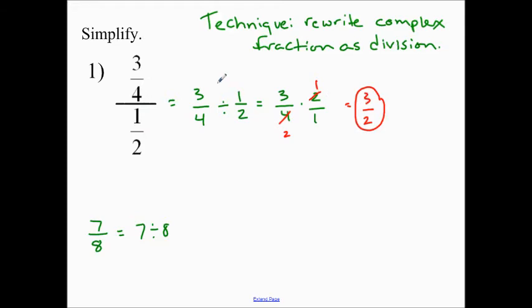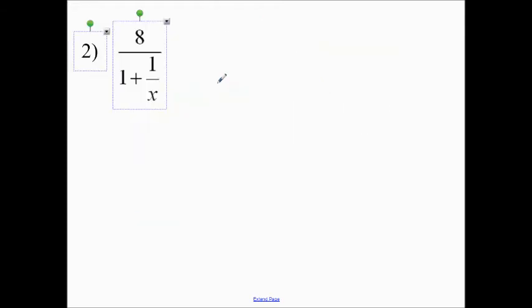All right, so let's get into some algebraic complex fractions. In this next example, we have a complex fraction with 8 in the numerator and 1 plus the quantity 1 plus 1 over x in the denominator. Let's take that same exact approach. We're going to turn it into a division problem. We'll write it as 8 divided by, I have to group the whole denominator, so I write it like this, 1 plus 1 over x. So it's 8 divided by this quantity. I'm going to put 8 over 1.